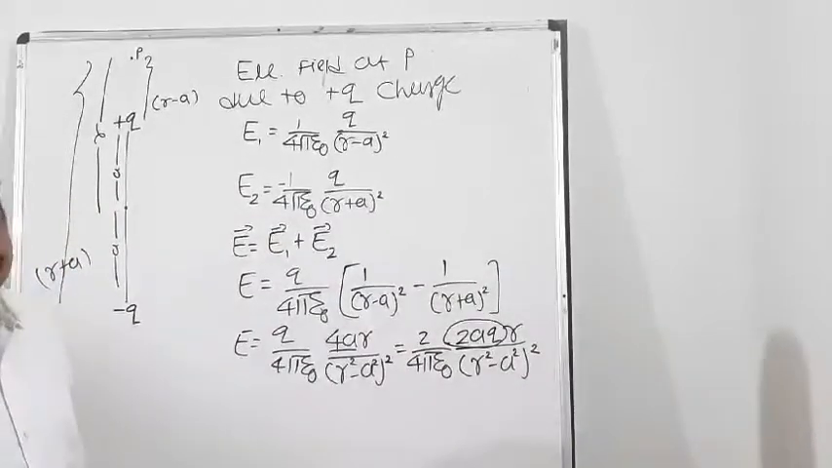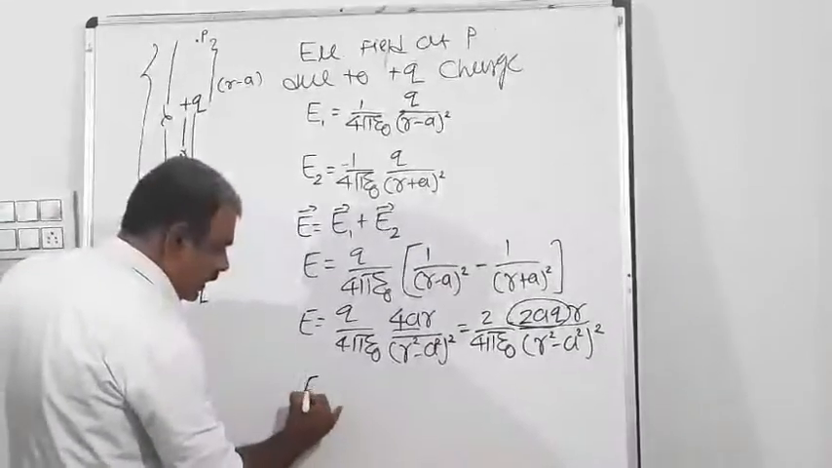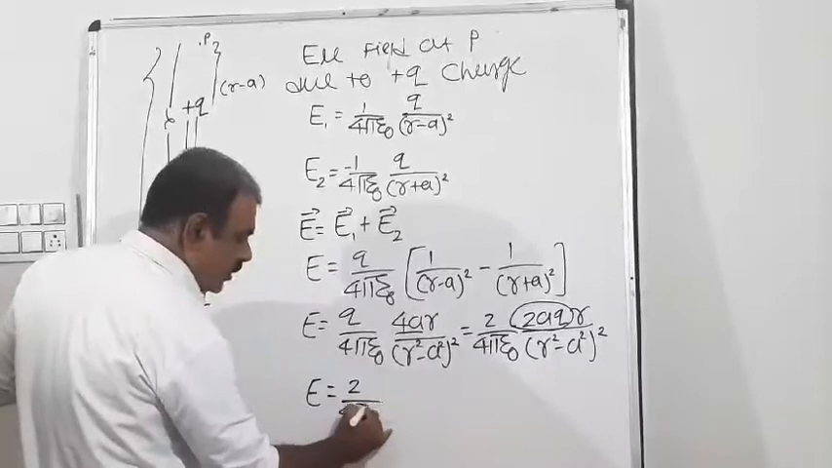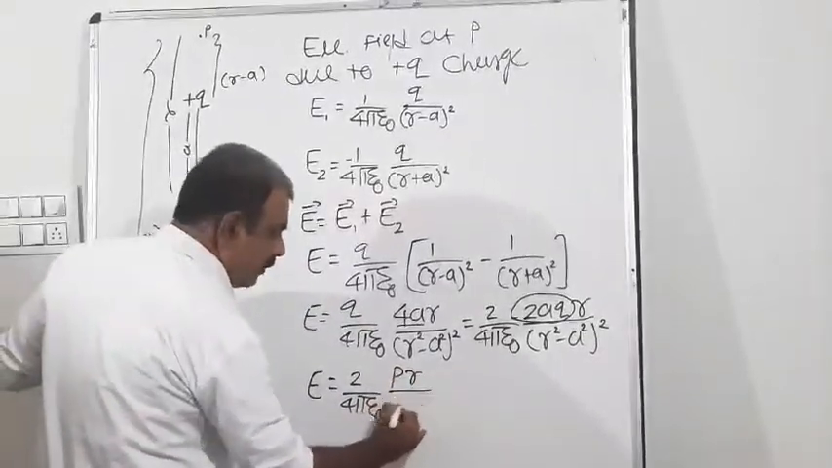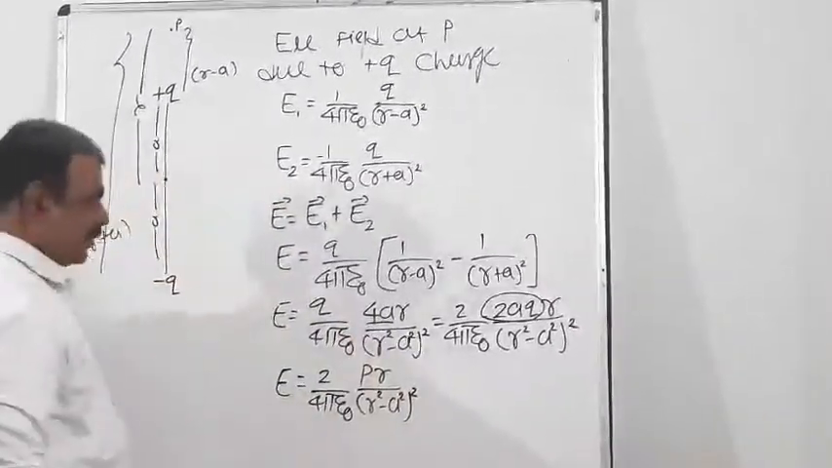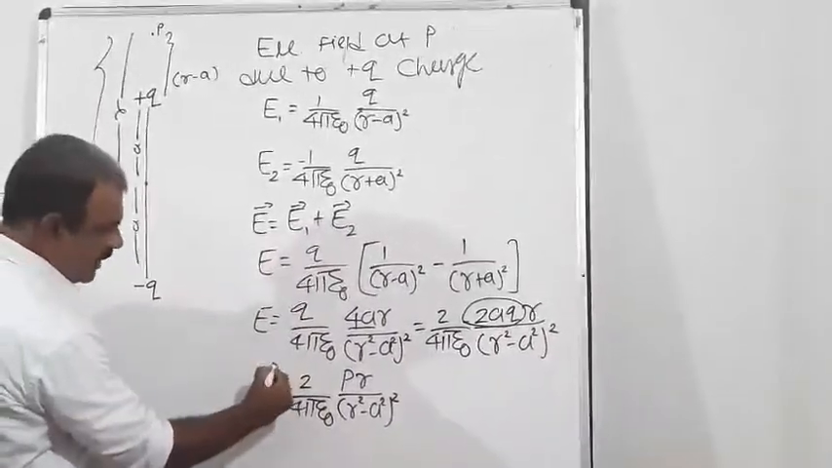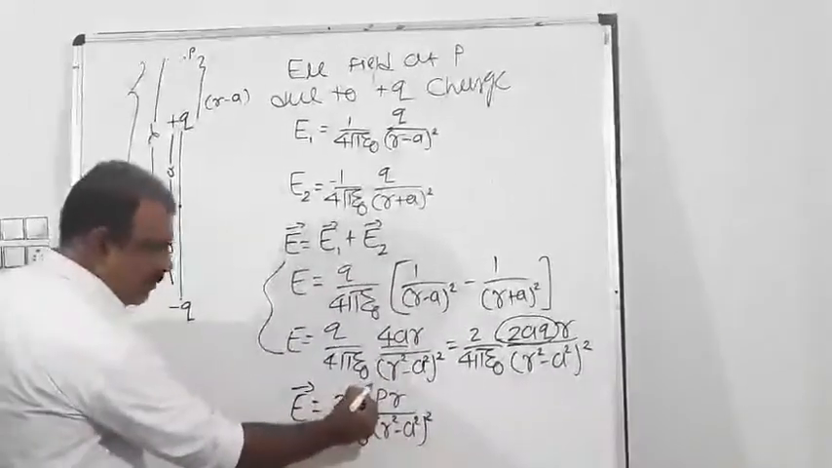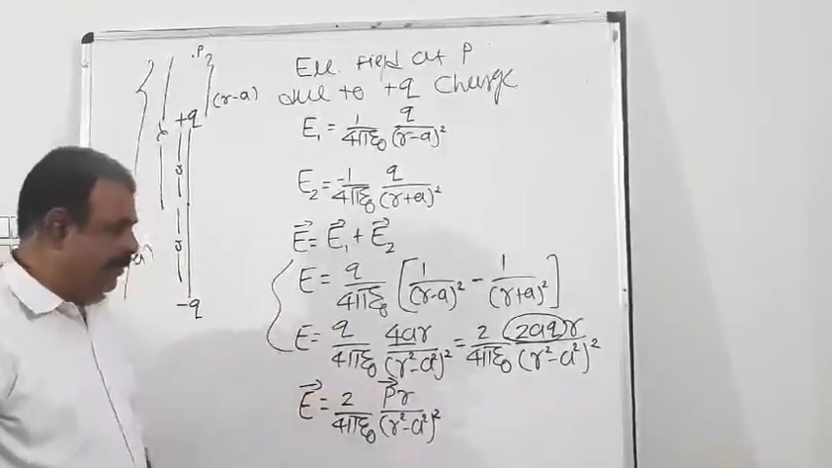2a into q gives dipole moment, electrical dipole moment. That's why E is equal to 2 over 4 pi epsilon 0 into p r upon (r square minus a square) the whole square. And as I have started with vector sign, if I am using this in vector form, these two equations we have written only in value form. So if I am writing in vector sign, here it should be E on P, electrical field, here dipole moment.